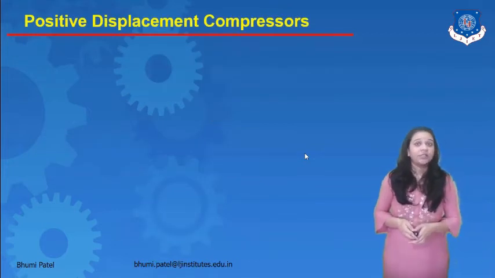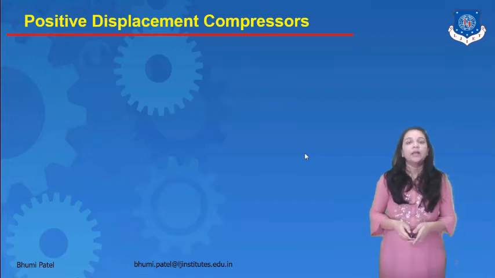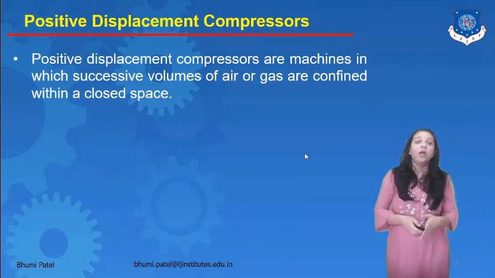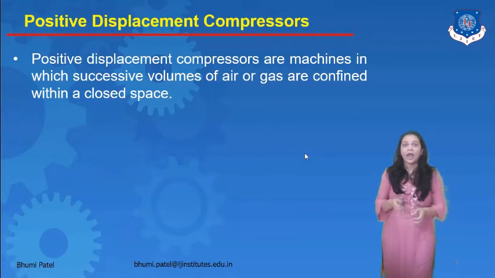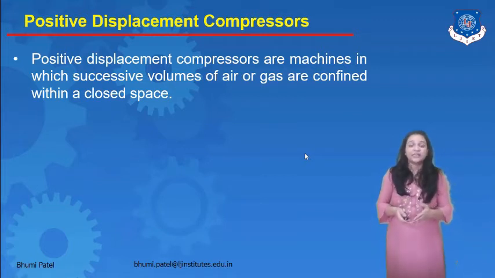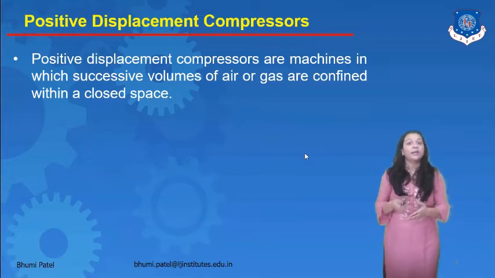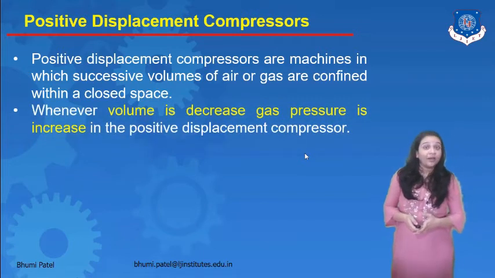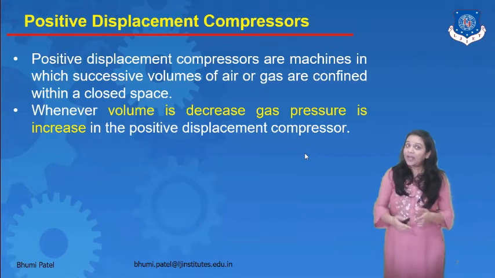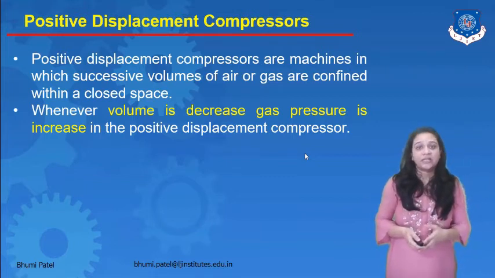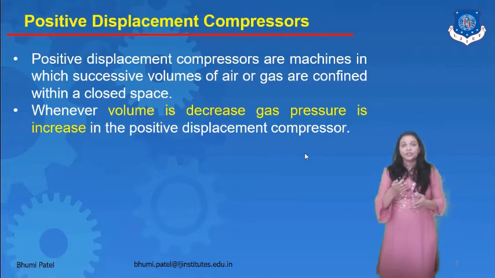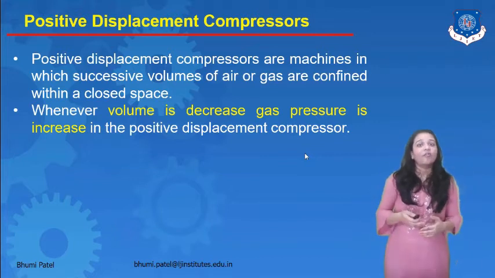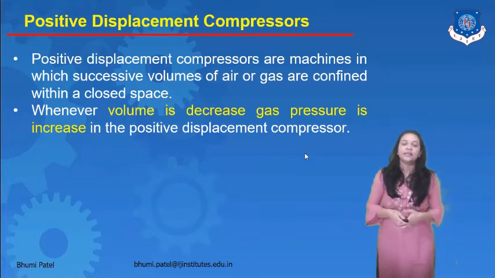So the first one is the positive displacement compressor. Now, what is a positive displacement compressor? Generally, positive displacement compressors are machines in which successive volumes of air or gas are confined within a closed space. Whenever the volume is decreased, the gas pressure is increased in the positive displacement compressor. This is the criterion of the positive displacement compressor: whenever the volume is decreased, the pressure of the gas is increased.